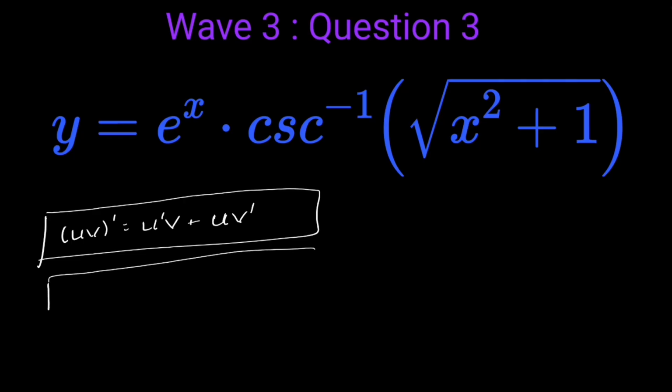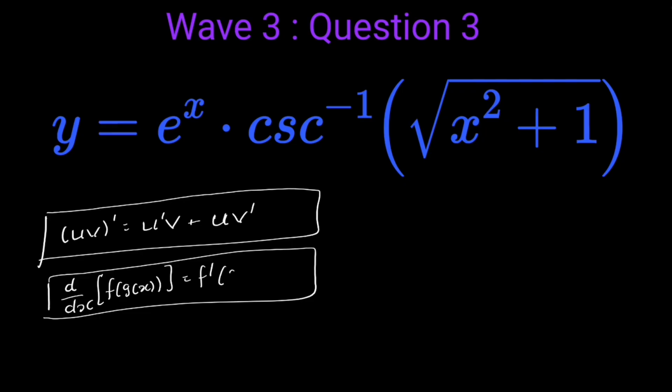Now, this is the chain rule, and what does the chain rule state? It states that the derivative with respect to x of any function f of g of x is equal to f prime of g of x times g prime of x.